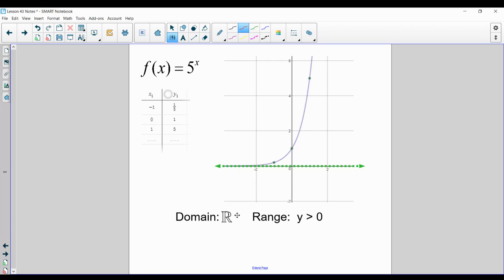So the domain of this thing is going to be all real numbers. The thing stretches left and right forever. And the range is going to be greater than 0, not greater than or equal to, because it'll never equal 0. It'll just be greater than 0 because, again, you never cross the x-axis.